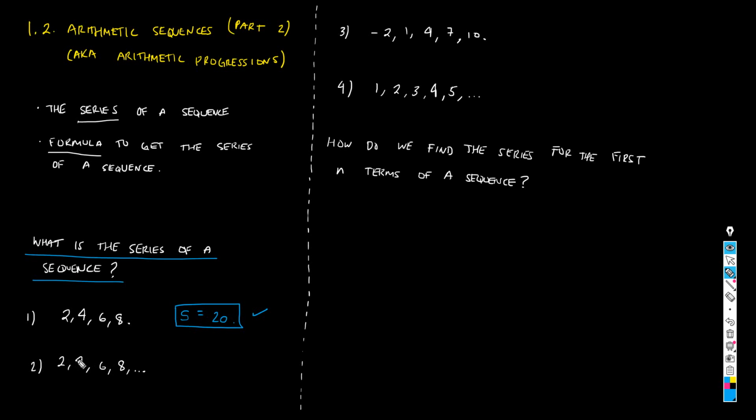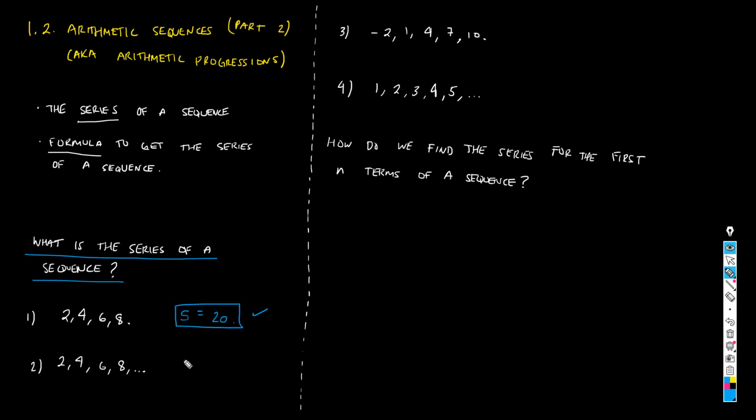Second example, we have pretty much the same sequence in the sense that the difference from term to term is also the number 2. 2 plus 2, 4, 4 plus 2, 6, 6 plus 2, 8, etc. The only difference of this sequence with respect to this one is that this is an infinite sequence. The number of terms is endless.